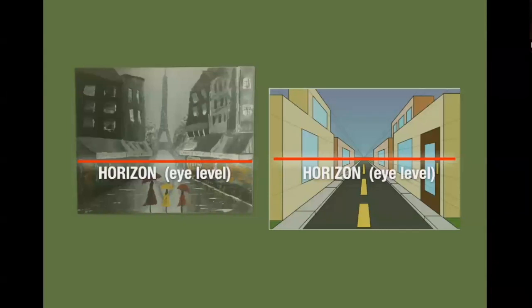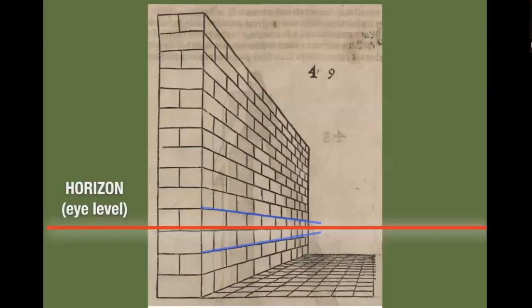So the horizon is always at our eye level, and we can see it on the Paris picture on the left. And we also have a sketch of some buildings on the right that also shows 1-point perspective with buildings. So useful for comparison here.